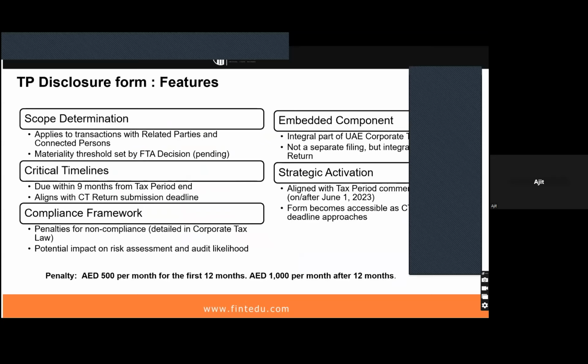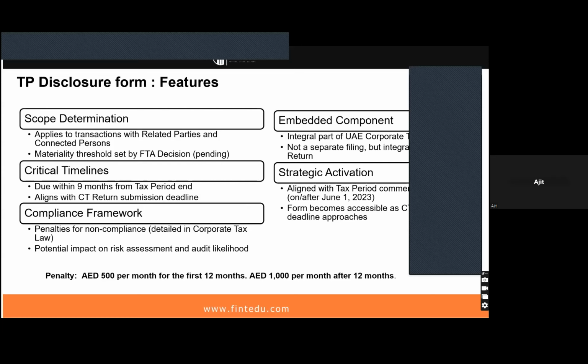If for any of your clients or your company the due date is activated, like 31st December 2024, it is now extended. For those companies, you would be able to see the disclosure form along with the tax return. So there's a strategic activation. As and when the company's due date comes closer, you will find the TP disclosure form. This TP disclosure form is to be filed along with the tax return, and the due date is 9 months from the end of the tax period.